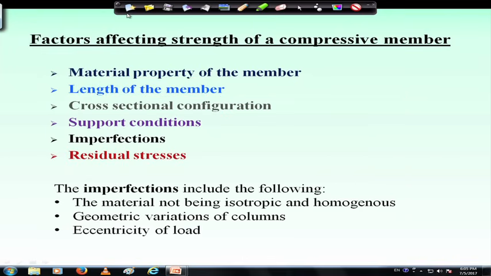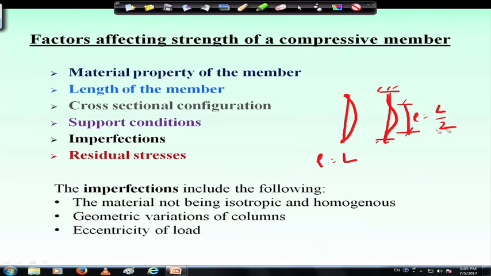Why should we consider support condition? In case of a hinged support, the effective length will simply be L is equal to L. But if this is a fixed support, then its buckling curve will be like this, and we know that the effective length will basically be L by 2. So, the effective length is going to reduce. As the length of the member affects the compressive strength, support conditions also affect that. Next is the imperfection.